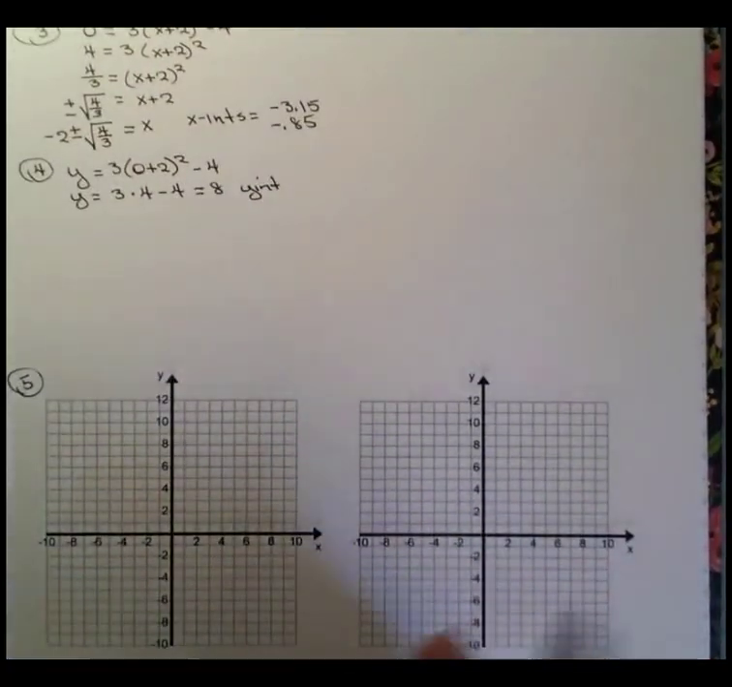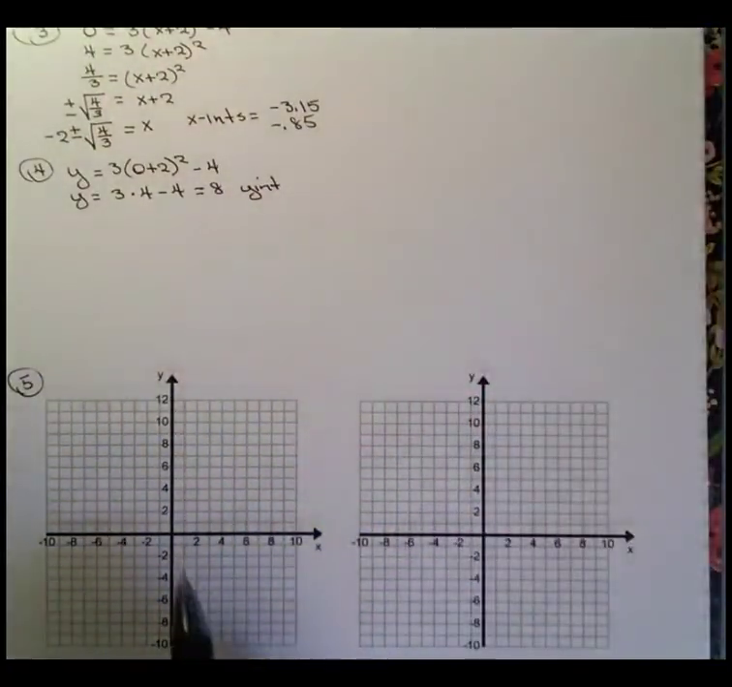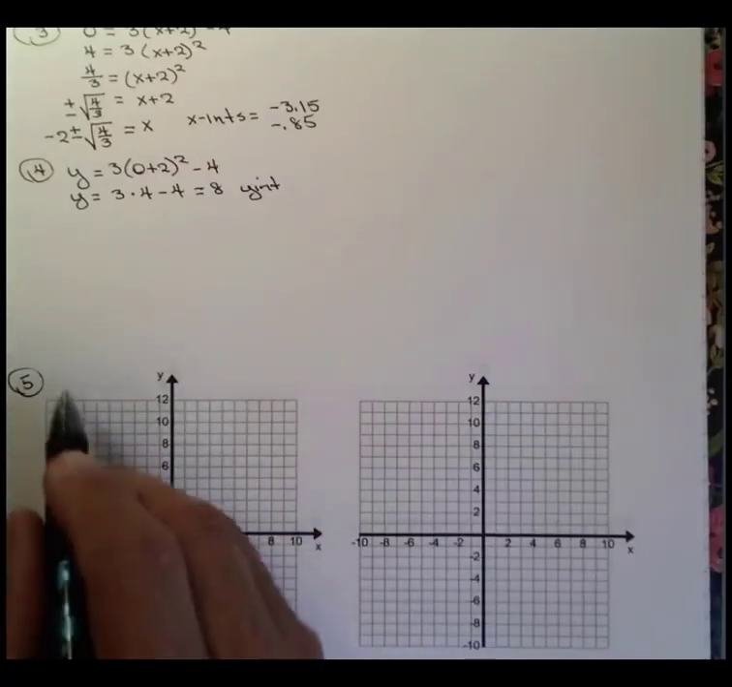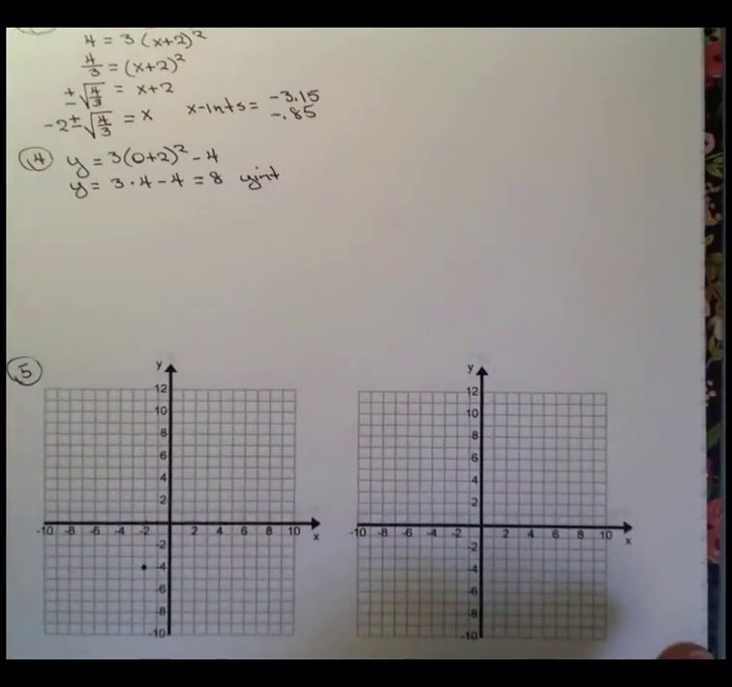And I'm going to see if I can graph it based on the vertex. The vertex I found was -2, -4. So I'll go -2, -4. I know that's the bottom of it. I know I've got a bowl shape pointing upwards. All I need now is some of these other points.